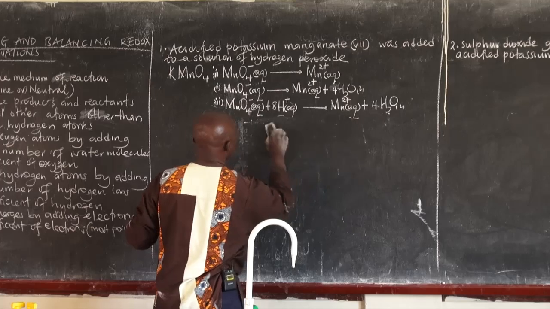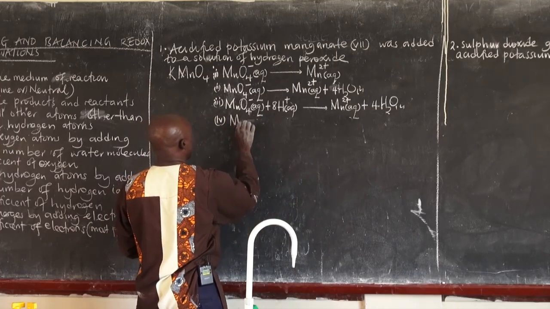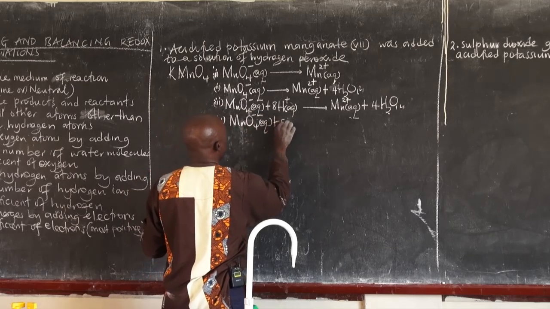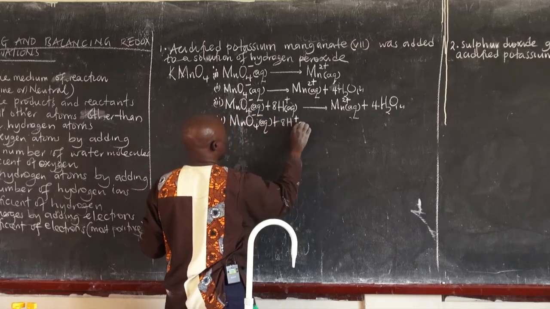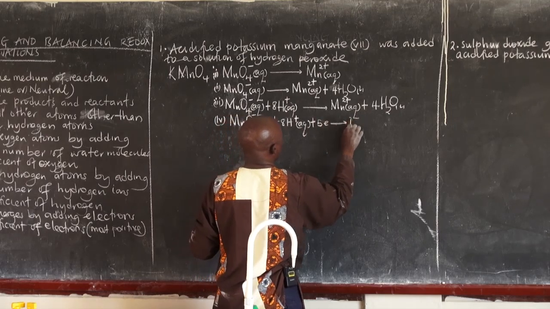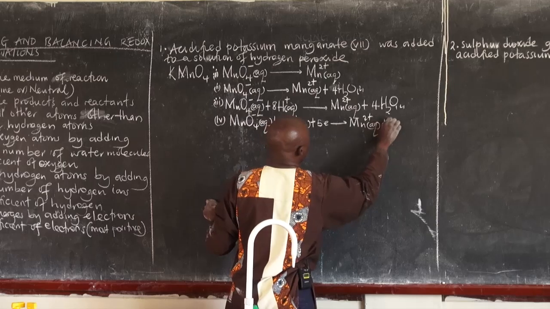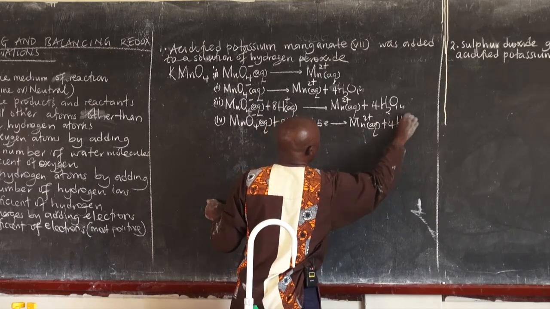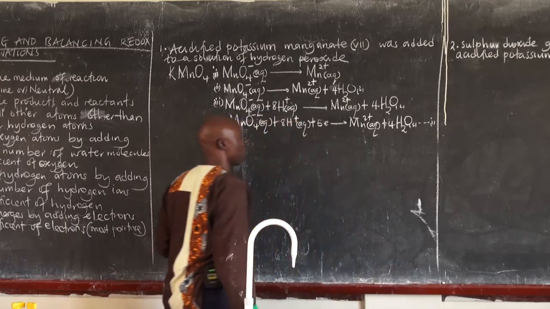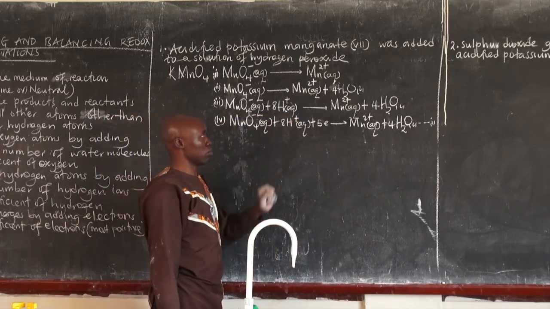So last step, add 5 electrons. So that gives us equation 1. Call it equation 1, a reduction half equation. Manganate 7 has been reduced.